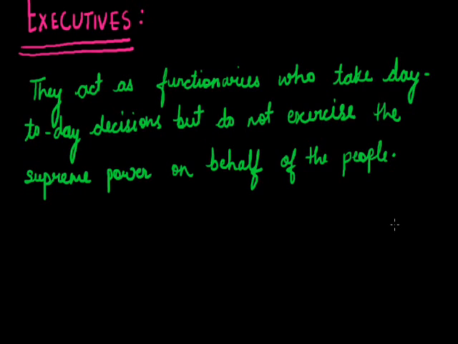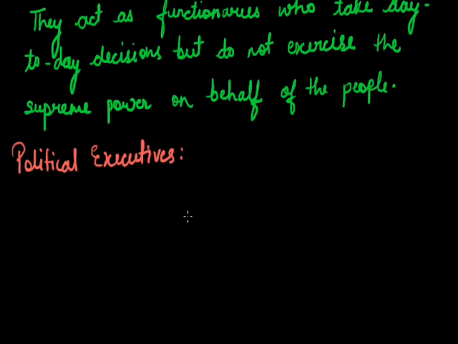When we are to study executives, we basically divide them into two types of executives in our country. They are political executives and permanent executives. Political executives are those executives who are directly elected by the people, and the election has given them the power to take decisions on behalf of the people for a specific period of time.